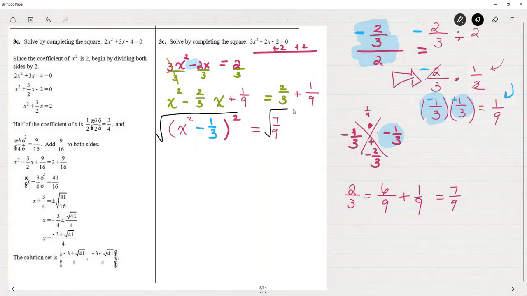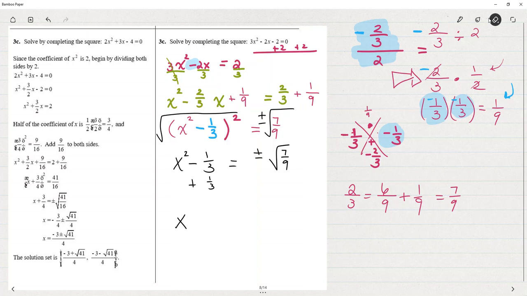Now I'm going to apply the square root property. So I get the square root of x minus 1/3 squared is x minus 1/3 equals plus or minus square root of 7/9. So I'll add 1/3 to both sides. I don't know why I had a square in there. I am so sorry. This video I am just really blotching.